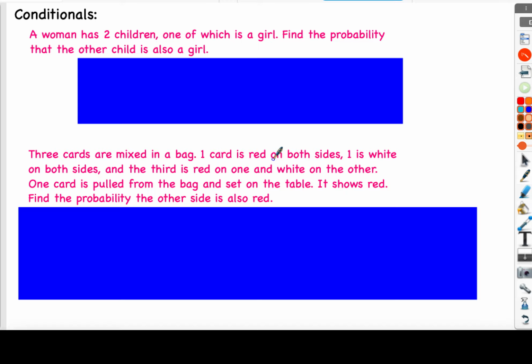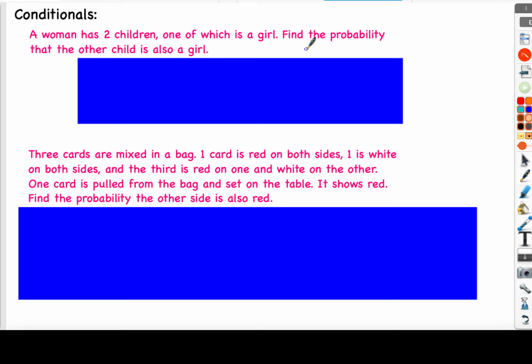Let's look at those conditionals in a slightly different way. So again, a woman has two children, one of which is a girl. Find the probability that the other child is also a girl. Well, given that we know one of them is a girl, that's going to change this scenario.